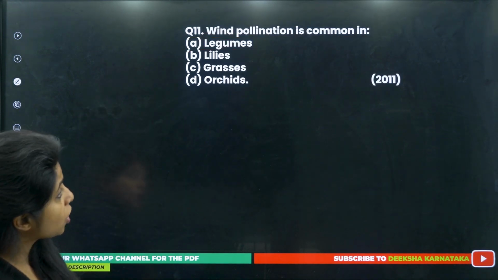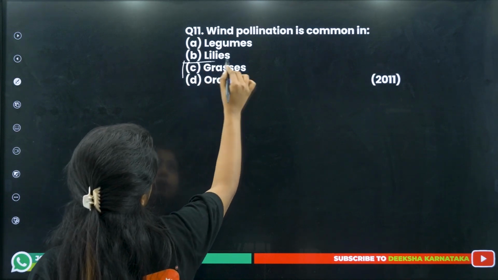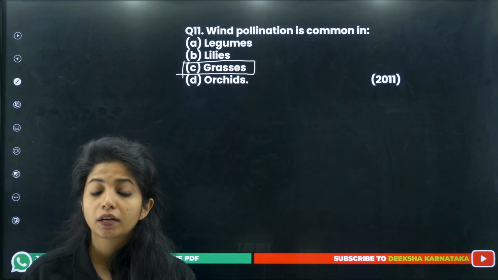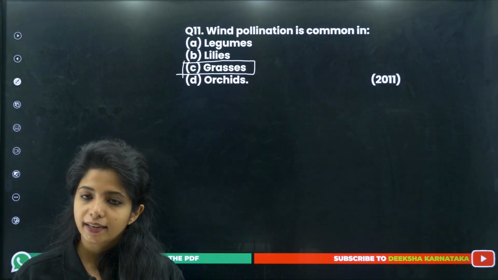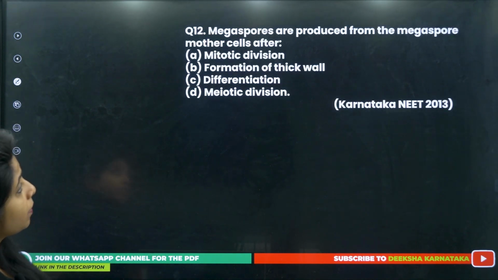Wind pollination is common in, this is again given in your NCERT. I wanted to put this up, which is why I put this up. Grasses is the answer. Wind pollination is common in grasses, children. This came in 2011. Direct question.